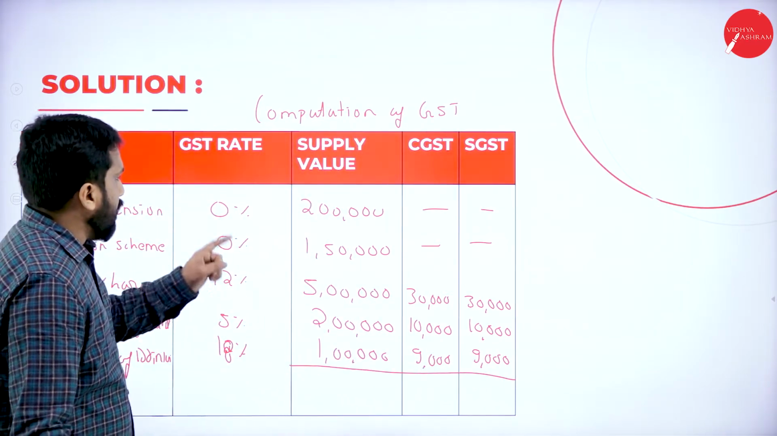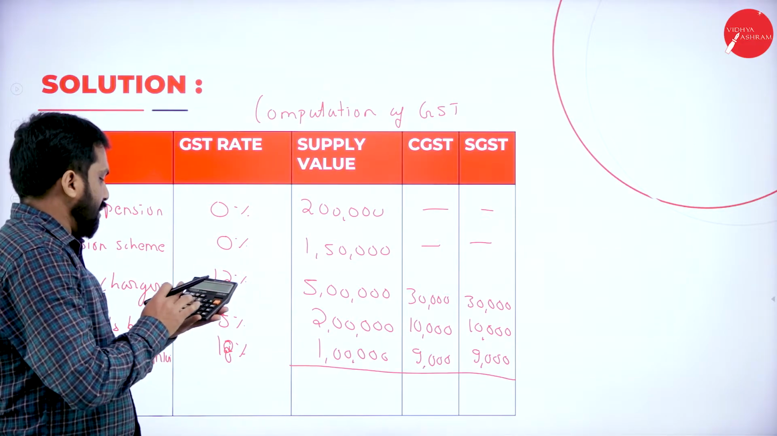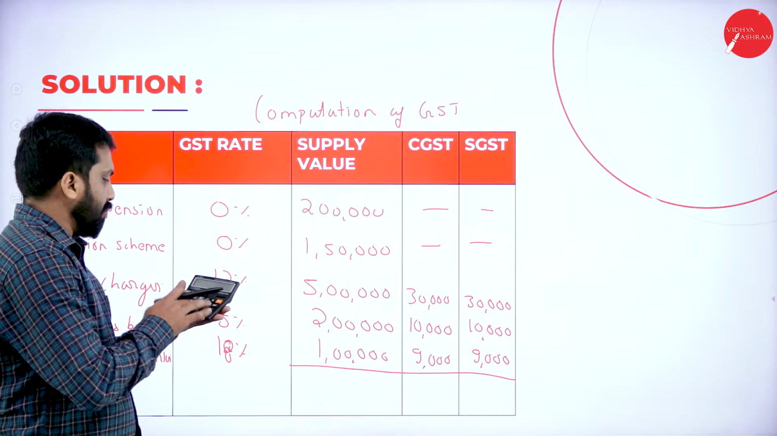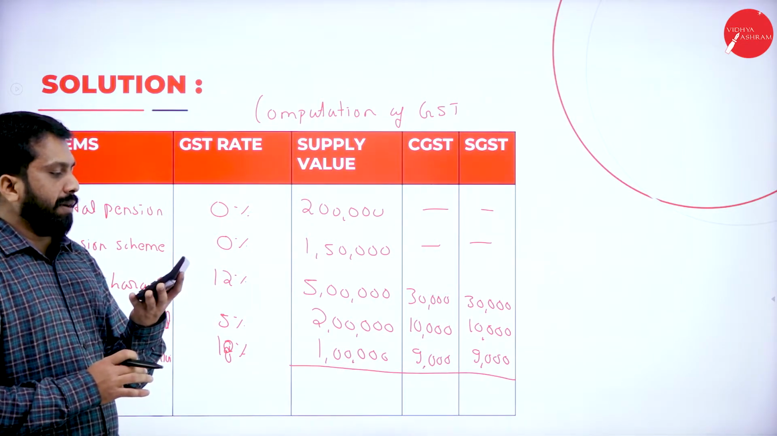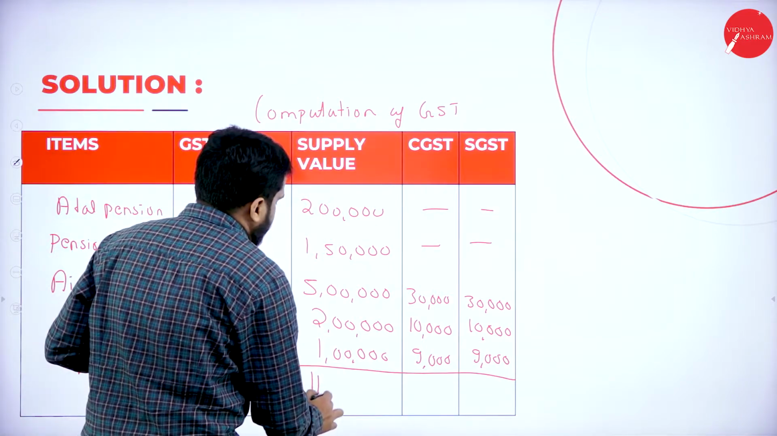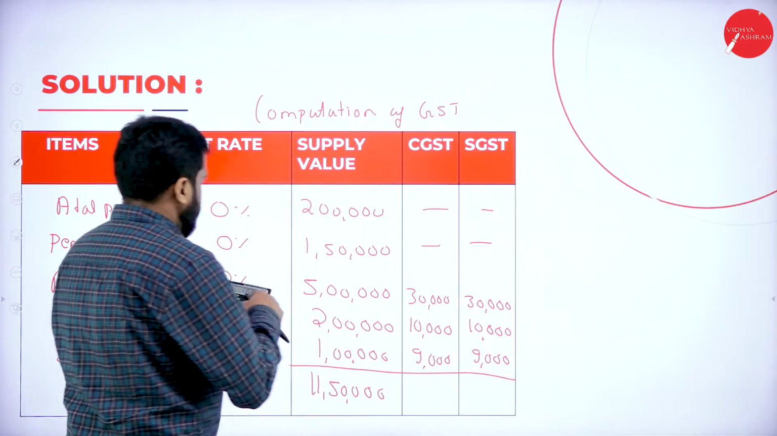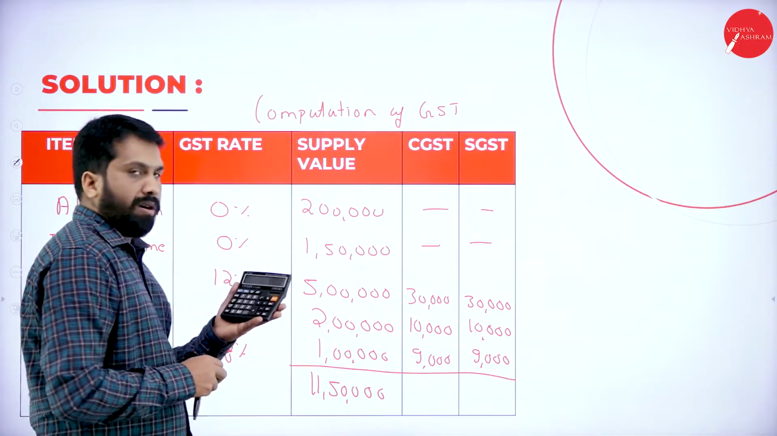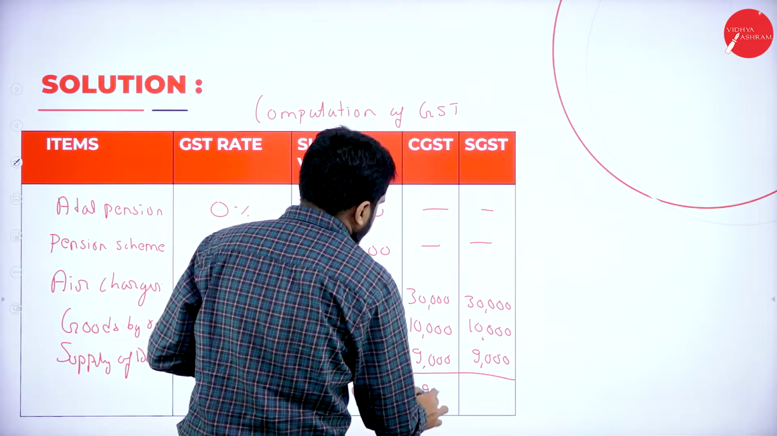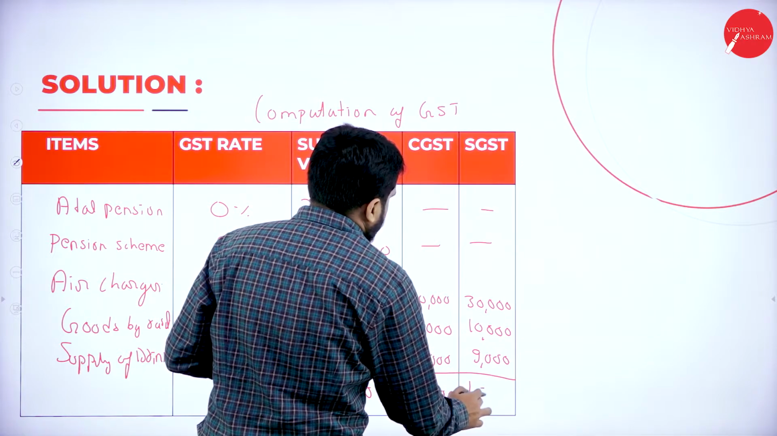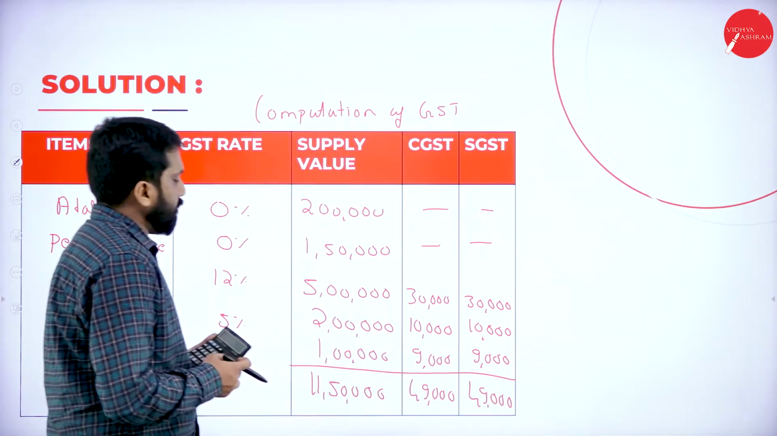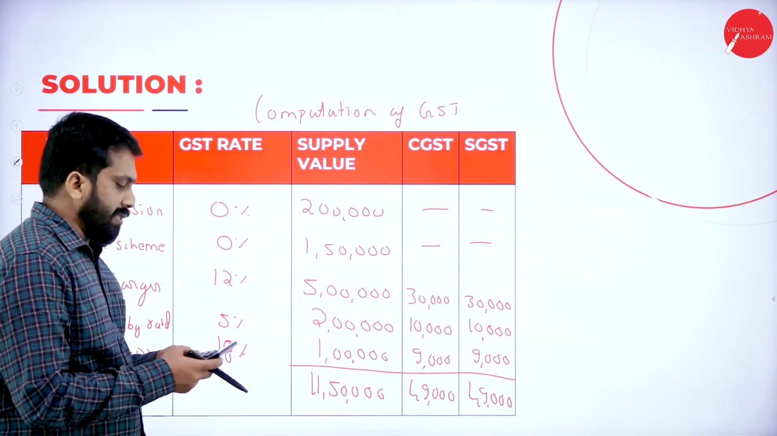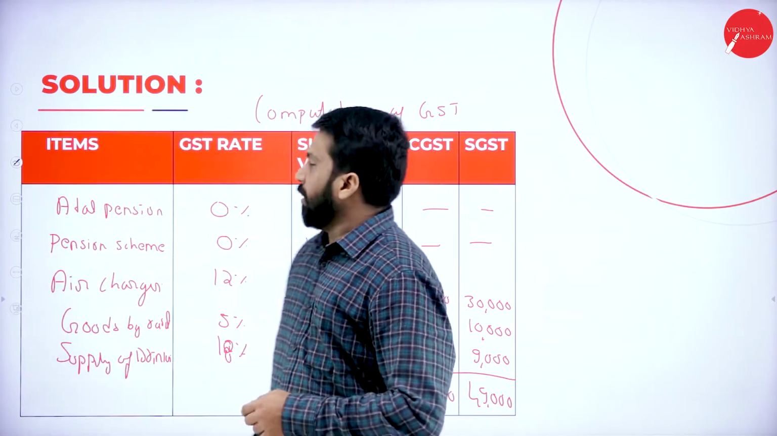Clear? Yes. Now we will add everything. 2 lakh plus 1,50,000 plus 5 lakh plus 2 lakh plus 1 lakh. Total we got 11,50,000. Similarly, 30,000 plus 10,000 plus 9,000. We got 49,000. Hope you are clear. So this is a calculation. Zero means we will not calculate. If there are any percentages, we calculate. Now, I'll go to next one.